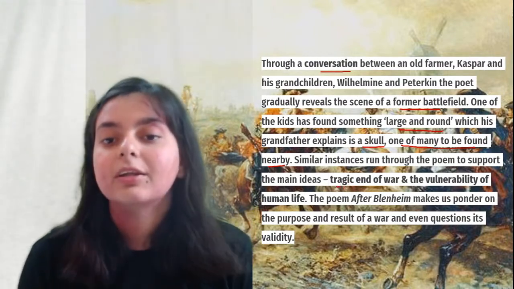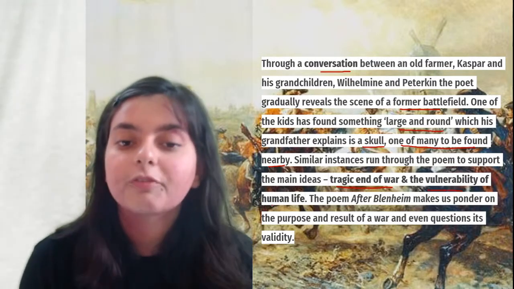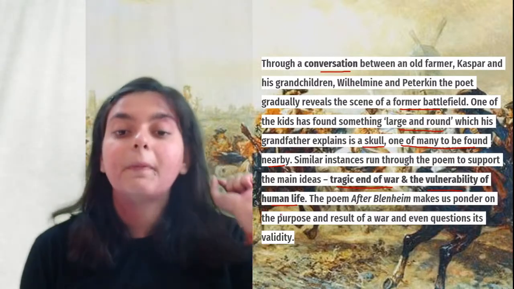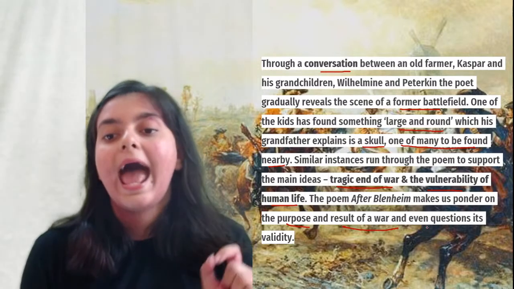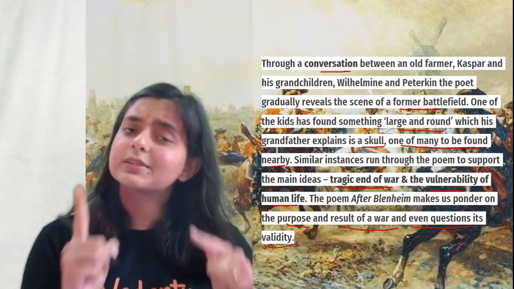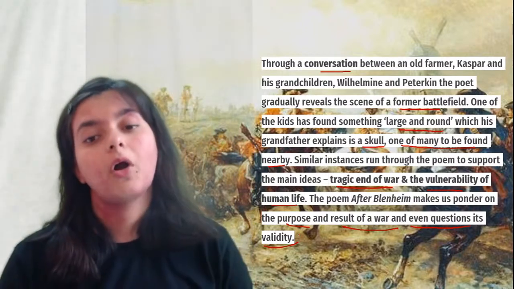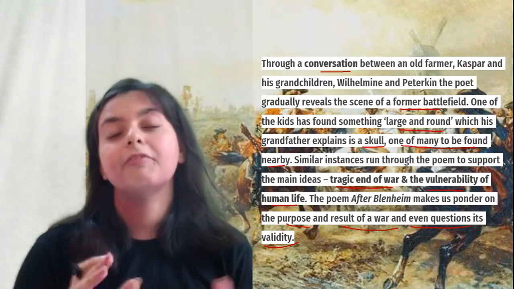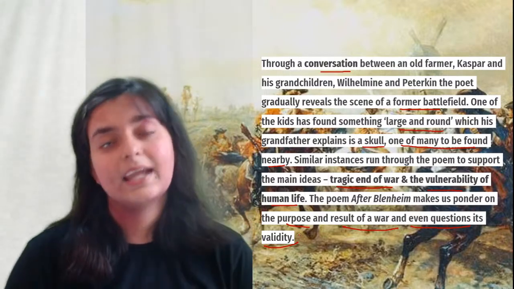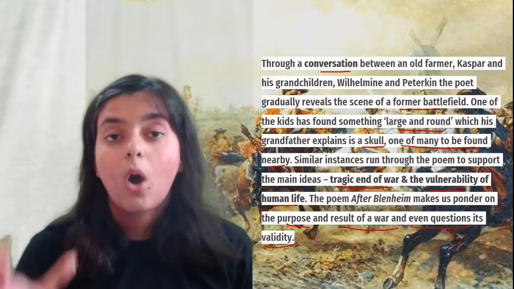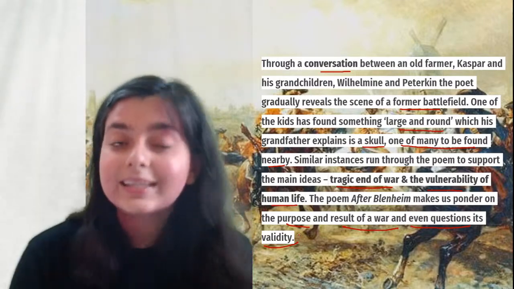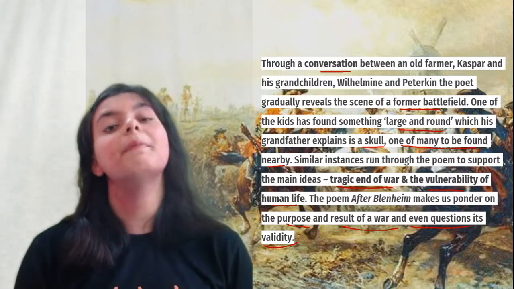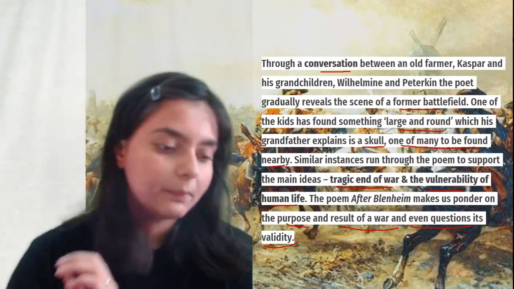Now, what is the main theme? The tragic end of war and the vulnerability of human life. The poem After Blenheim makes us ponder on the purpose and result of a war and even questions its validity. Is war valid? What is the purpose of war? Why do we fight? Why do we involve ourselves in huge battles if it is causing harm and loss on both sides? What is the result of war? And the victory that comes out of war, is that victory really victory? That victory becomes very ironical at the end of the poem. Is this clear?